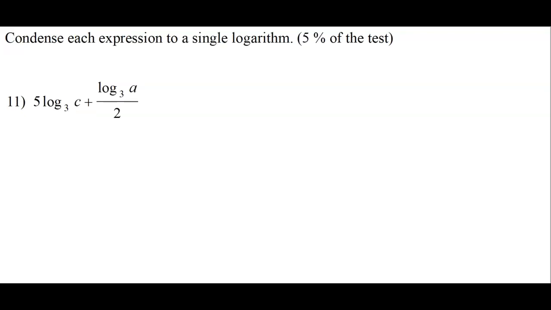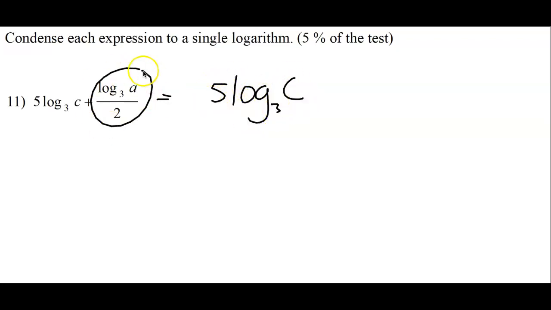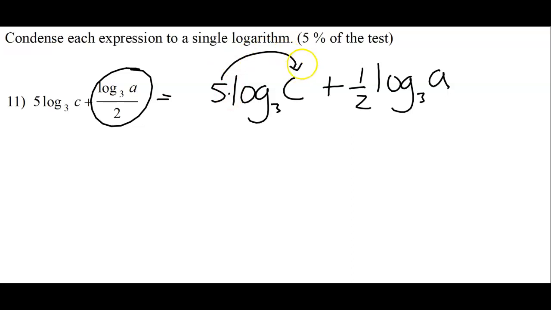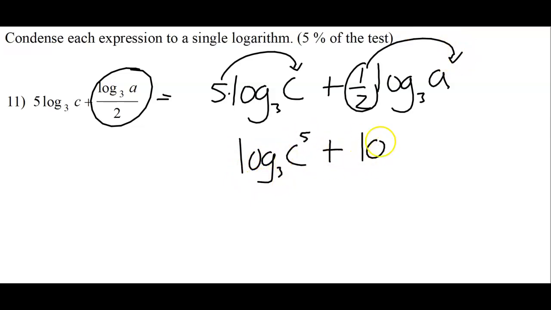So number 11 and 12 are going to be the opposite of what we just did, which is instead of expanding, we're actually going to work backwards and condense it back down. So for number 11, the first thing I want to do is I'm going to rewrite this a little bit, where instead of doing that, I'm going to rewrite that as half times log base 3 of a. Now, working backwards, then the number in the front can be written as a power on the argument. So we have log base 3 of c to the 5th plus log base 3 of a to the half.